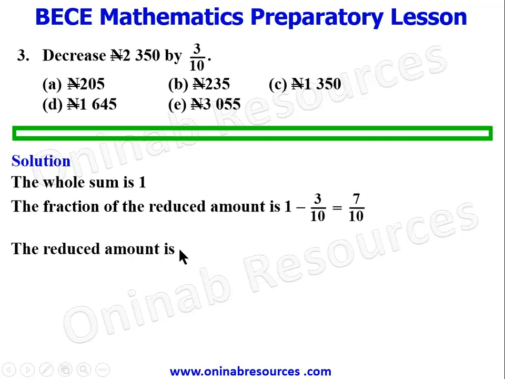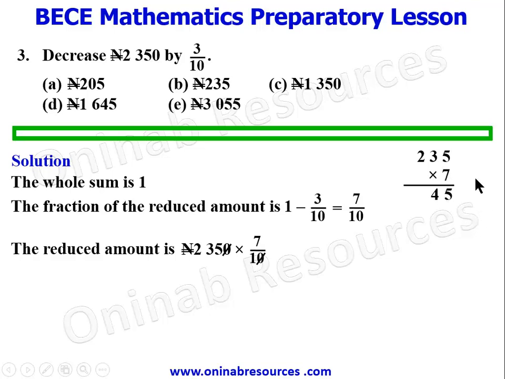So the reduced amount now will be 7 over 10 of the original amount. So that's going to give us 2,350 multiplied by 7 over 10. This 0 cancels this 0. We now say 235 multiplied by 7. So we carry out the multiplication here. 7 times 5 is 35. We write 5 carry 3. 7 times 3 gives 21 plus 3, which gives 24.